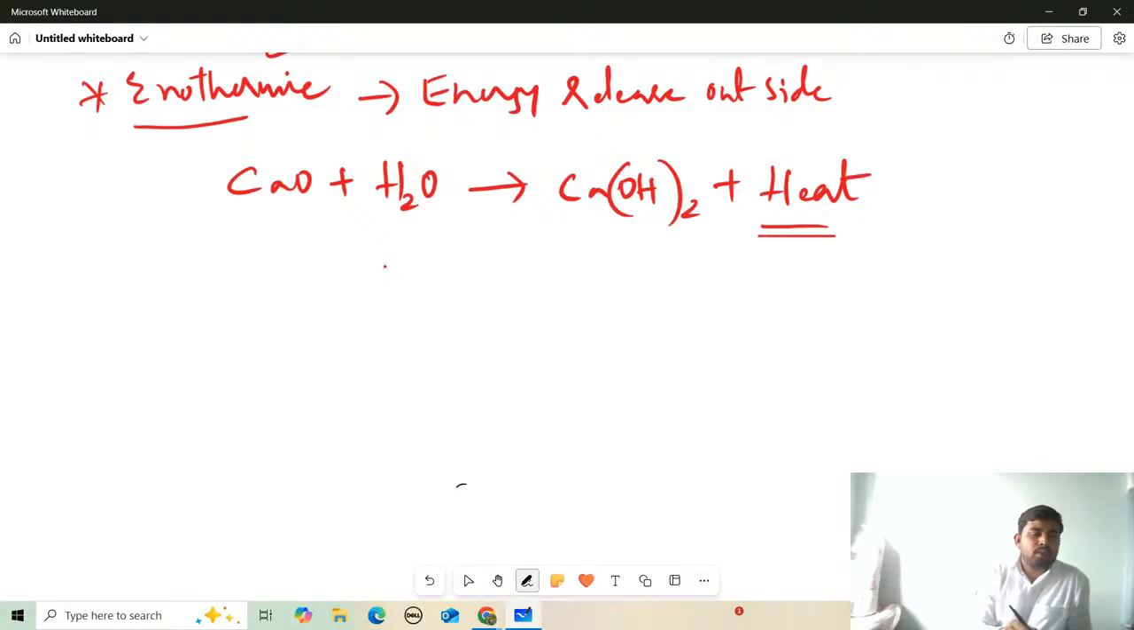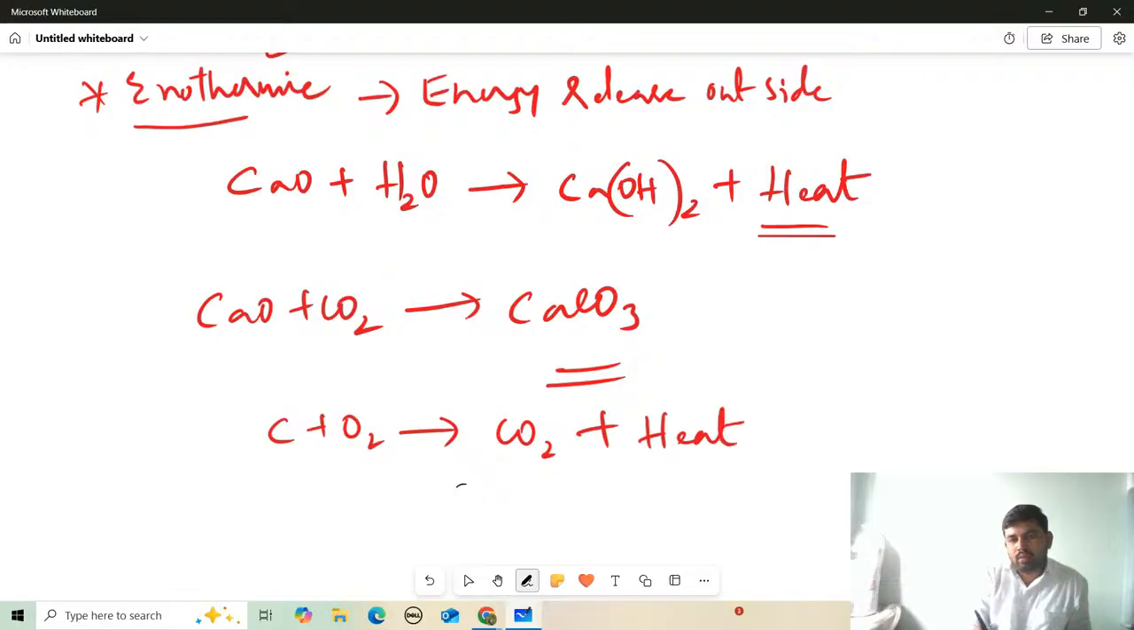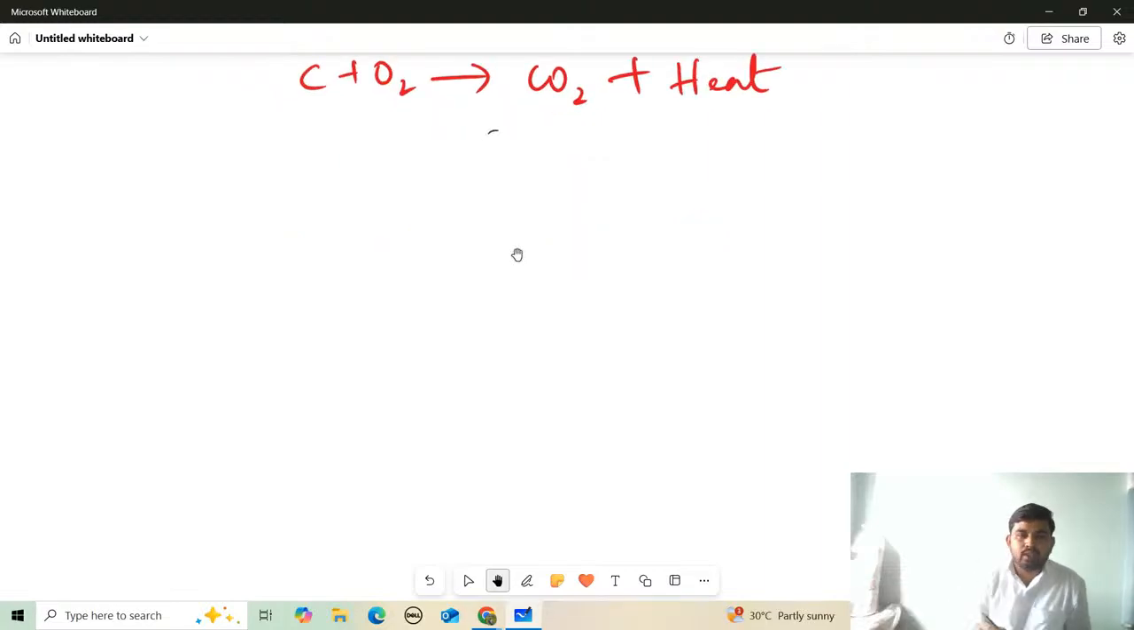One more example we can take: calcium oxide plus CO2 gives rise to calcium carbonate. This kind of reaction is called a combination reaction. And as you know very well, carbon plus oxygen gives rise to carbon dioxide. When we burn paper, we get heat energy along with that. So try to understand, combination reactions are exothermic in nature.